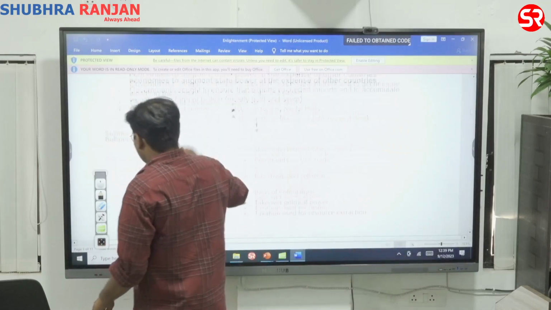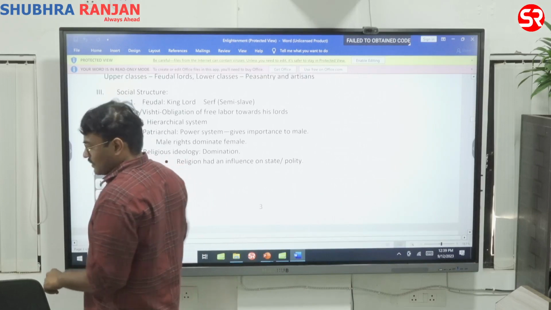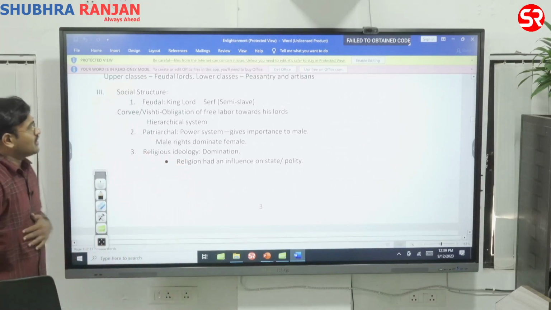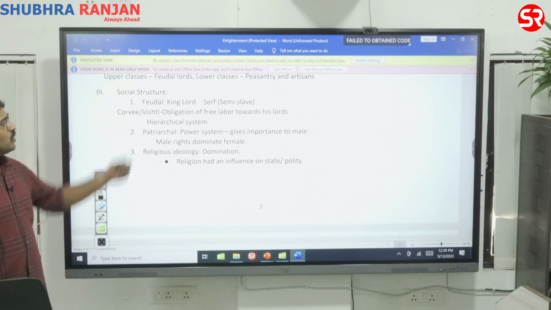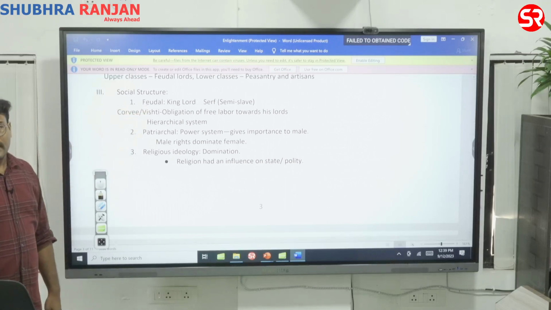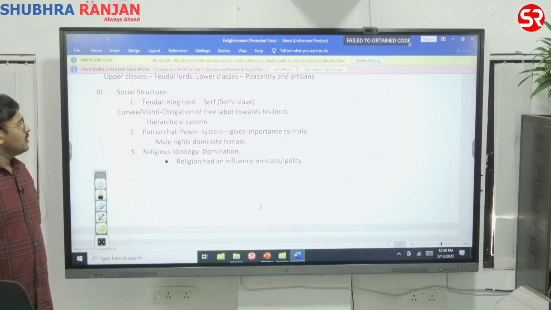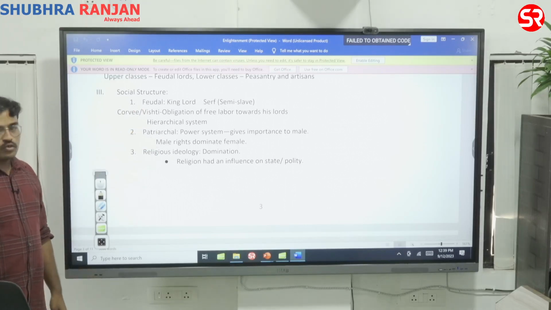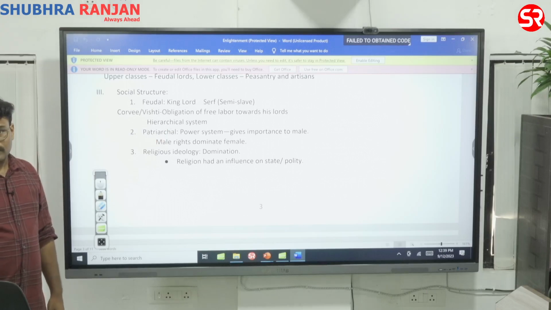Okay, so that economy I'll discuss separately. Now just have a look at the social structure. When it comes to the social structure, feudal lord, king, and serf are the three important people. Corvée or visti is the obligation of free labor towards the lord. I told you about this.